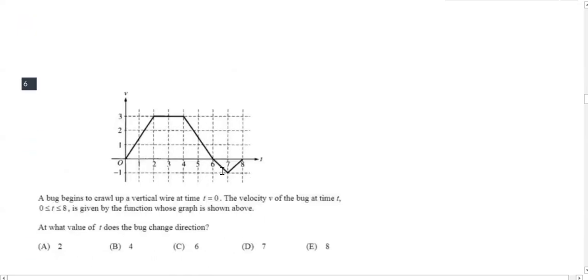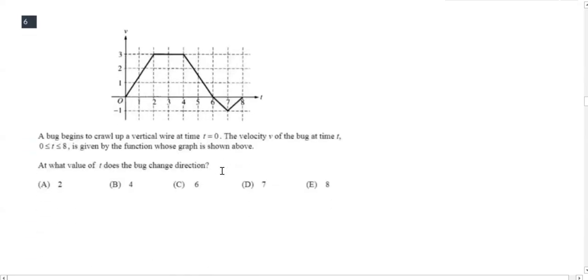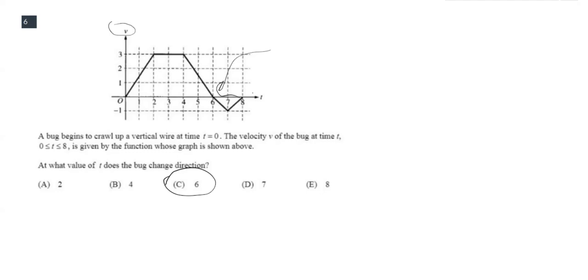Now, the sixth problem I want to go over says a bug begins to crawl up a vertical wire at time t equals 0. The velocity of the bug at time t between 0 and 8 is given by the function whose graph is shown above. So notice, we have to be careful. This is the velocity function. We want to know at what value of t does the bug change direction. Well, that would be at 6 because at 6, the velocity changes sign. So between 0 and 6, the velocity is positive, and between 6 and 8, the velocity is negative.